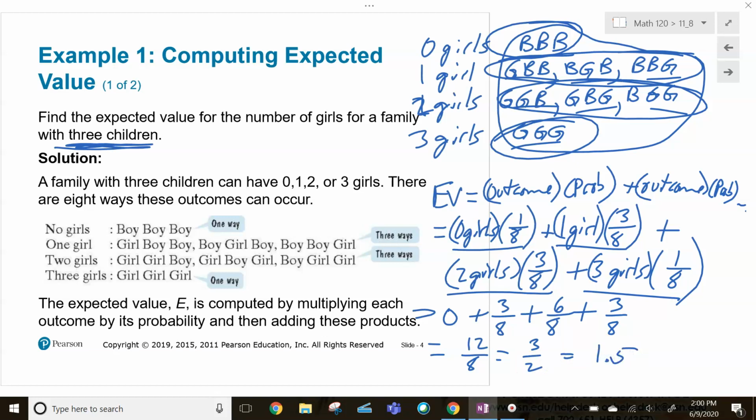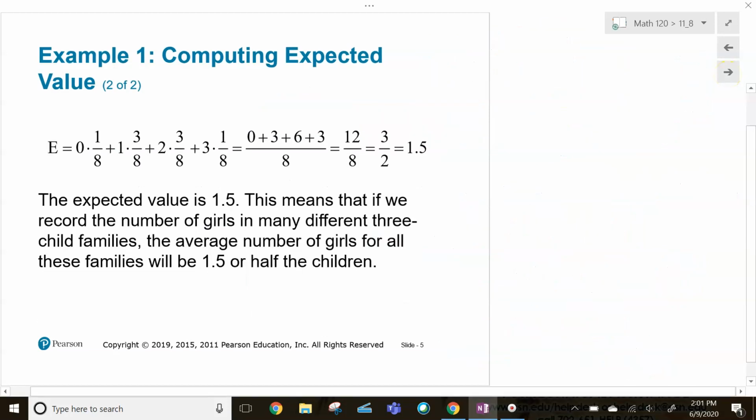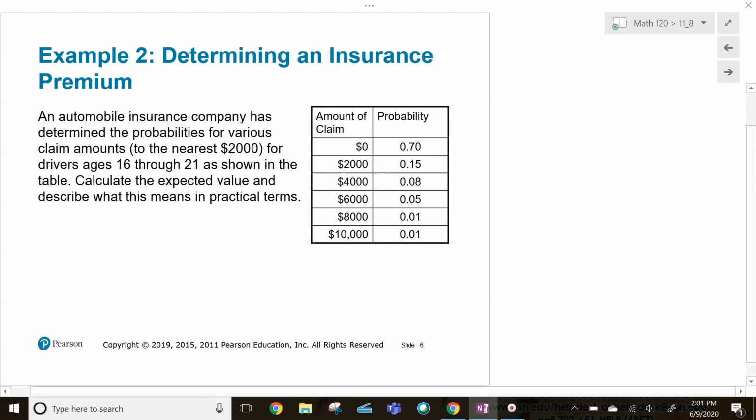So what does that mean? We just found the expected value. If you're going to have three kids, that's the expected number of girls you're going to have. You're like, well, of course, half of them. But that's just saying in the long haul. We wanted to run through the mathematics of an expected value. Of course, you can't have a half kid, but mathematically speaking, that's the expected value.